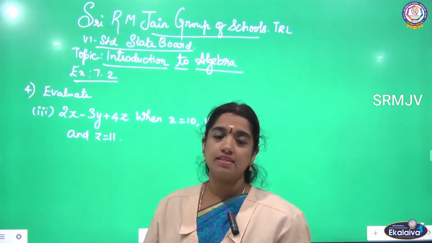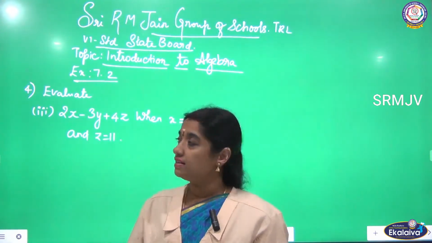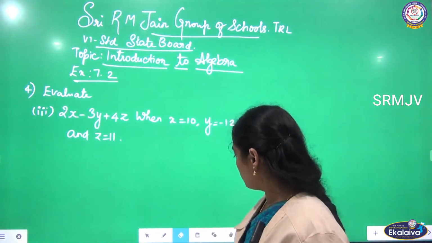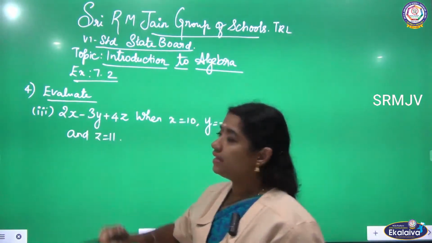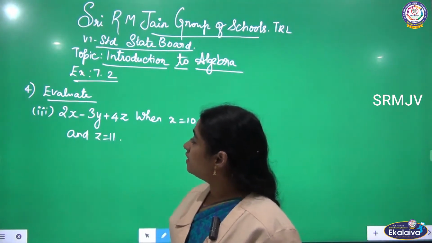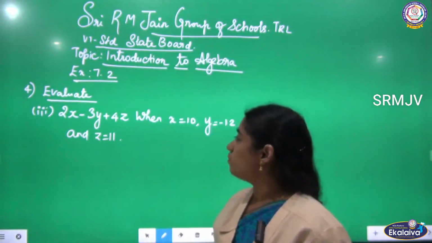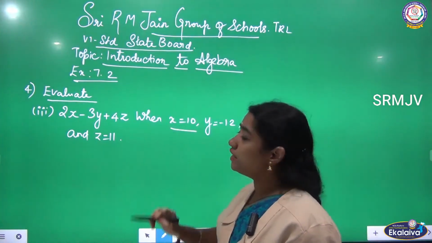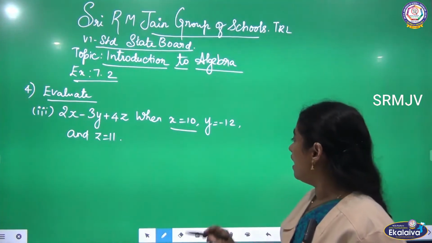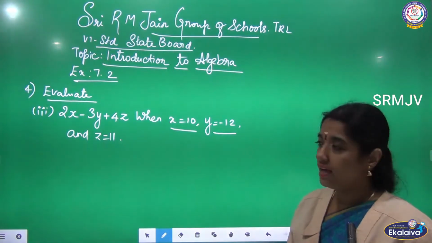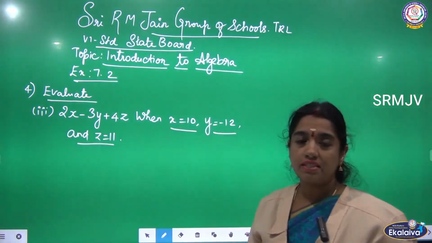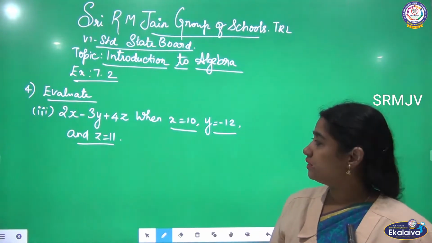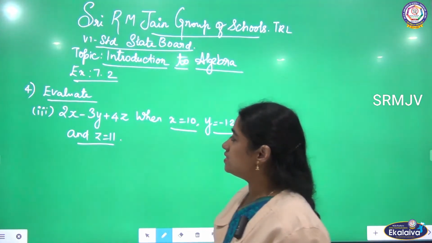Now I am going to discuss exercise 7.2, children. Listen here. I am going to evaluate the equation given here: 2x minus 3y plus 4z. Instead of x, I am going to substitute the value 10, and instead of y, minus 12, and z is 11. After simplifying this equation, I am going to find out the answer. Is it clear, children? Now listen.